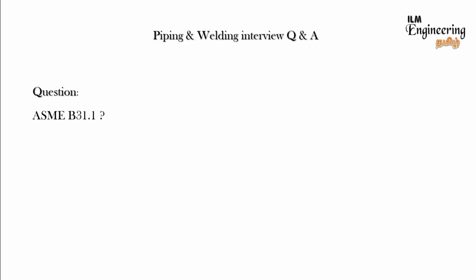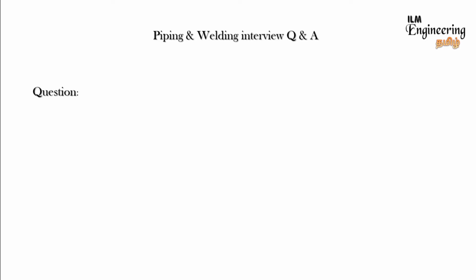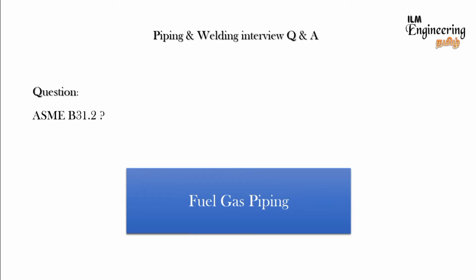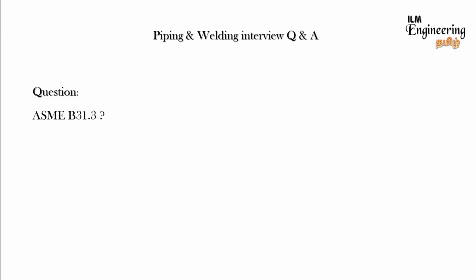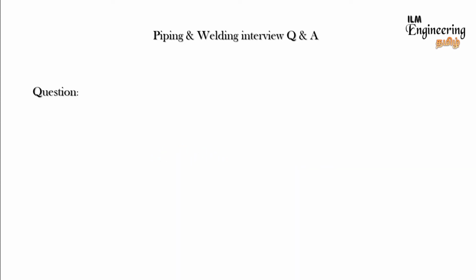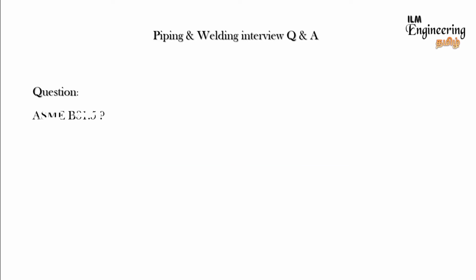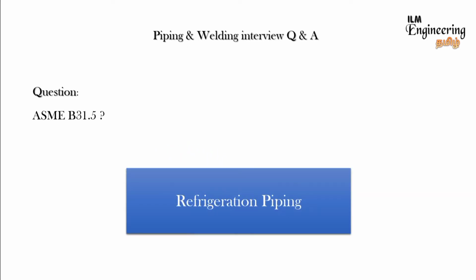ASME B31.1 Power Piping. ASME B31.2 Fuel Gas Piping. ASME B31.3 Process Piping. ASME B31.4 Pipeline Transportation System for Liquid Hydrocarbons. ASME B31.5 Refrigeration Piping.